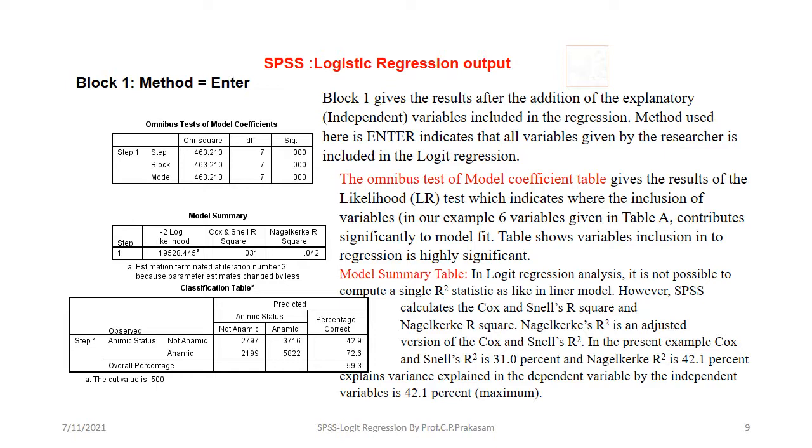But the Nagelkerke R square is an adjusted version of the Cox and Snell. Therefore, Nagelkerke's R square is preferred. But researchers look at the difference between 0.031 and 0.042, that is the Cox and Snell as well as the Nagelkerke R square, and then they assume that the percentage of variation lies between 3.1 to 4.2%, explaining the variance in the dependent variable by the independent variables. That can be concluded, but preference is given to the Nagelkerke R square.